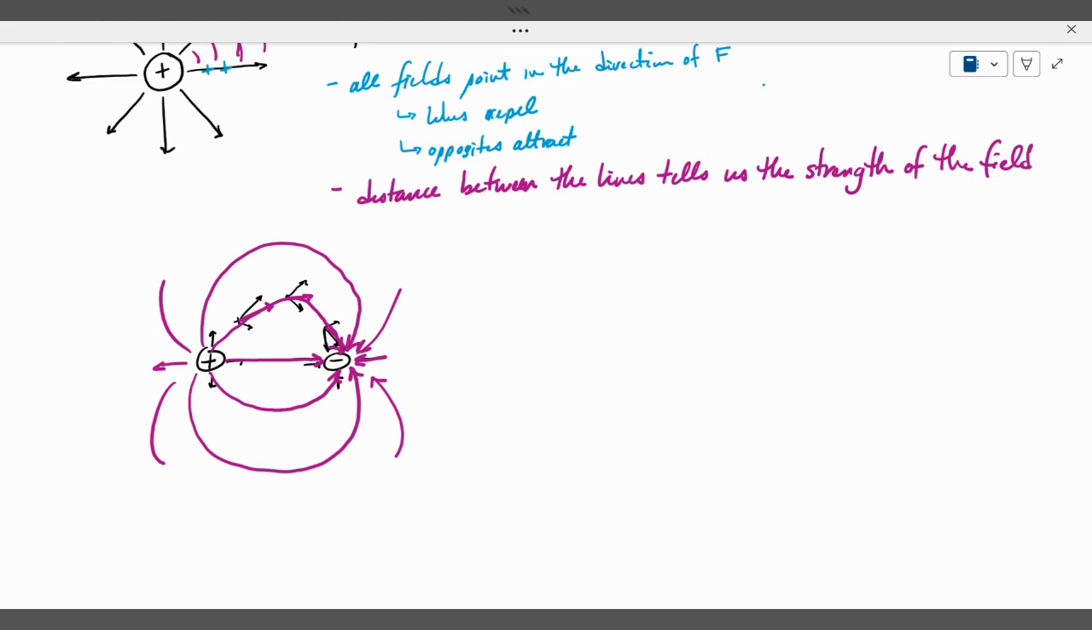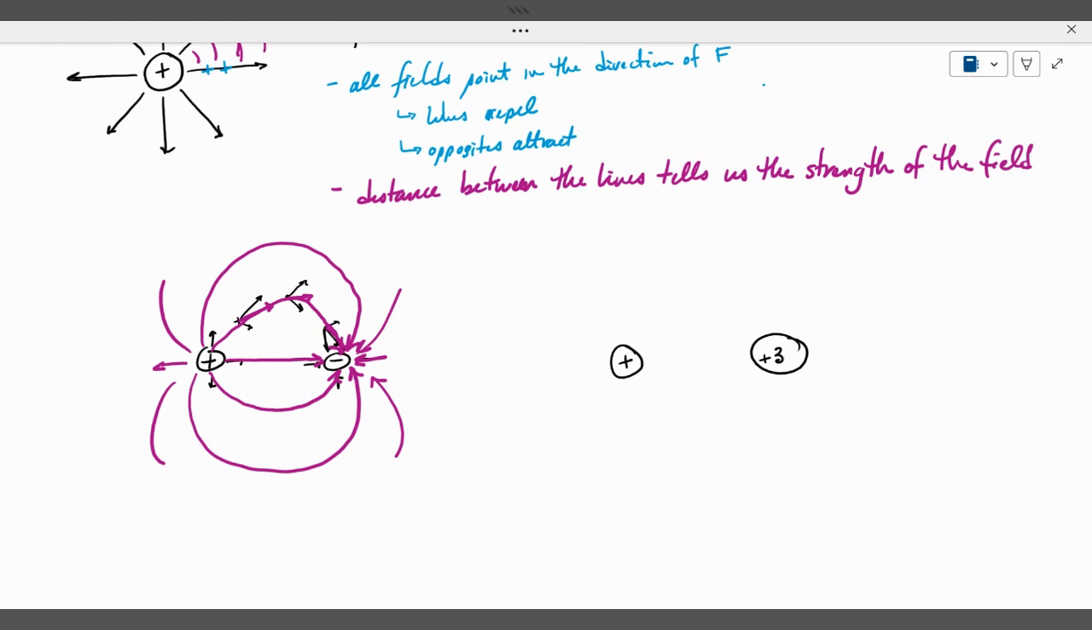All right, let's do another scenario. What if they don't have the same charge? Let's say we've got a singular charge, and then we have one that has 3 times that charge. So this one is going to have 3 times the charge.